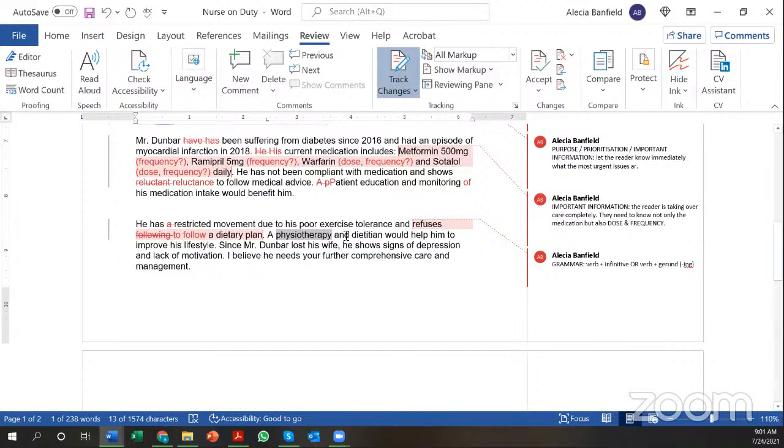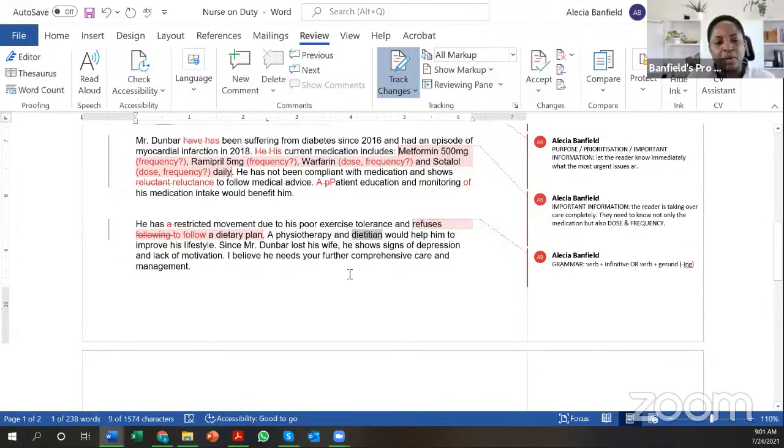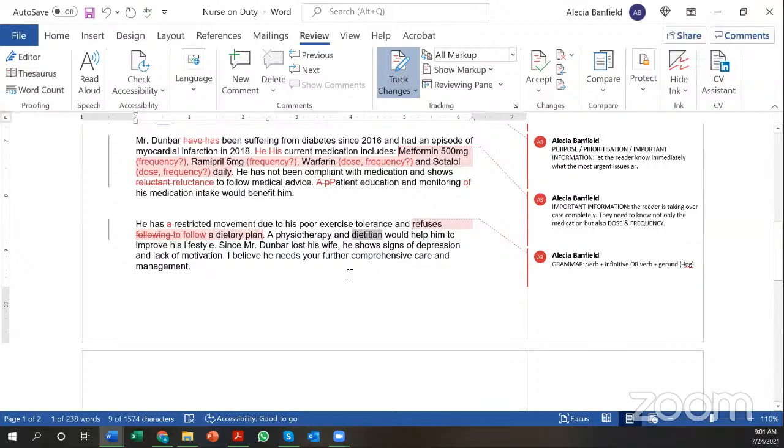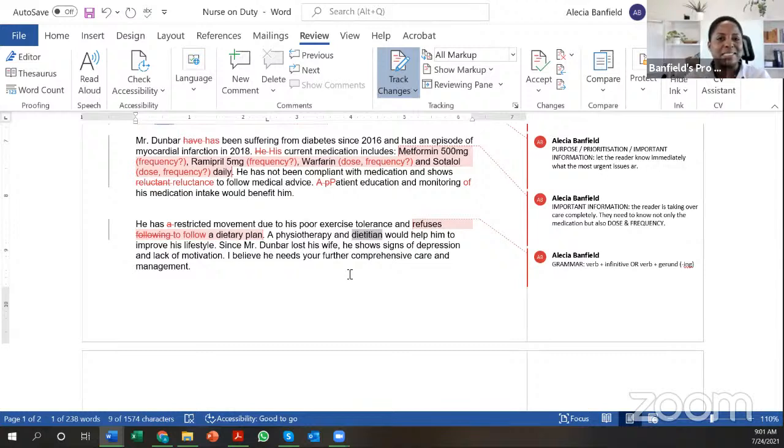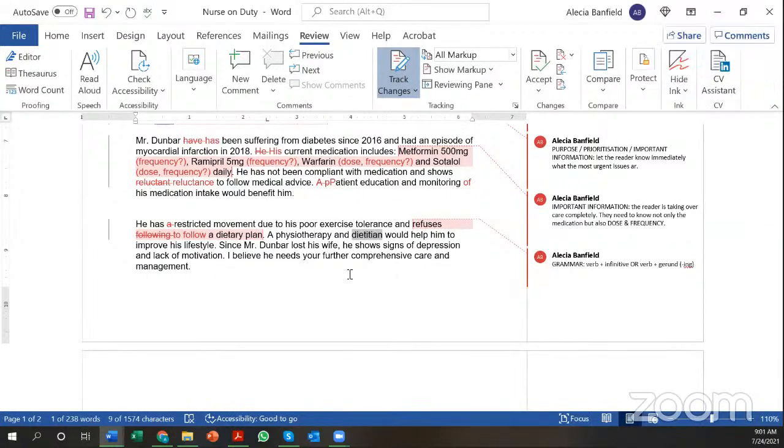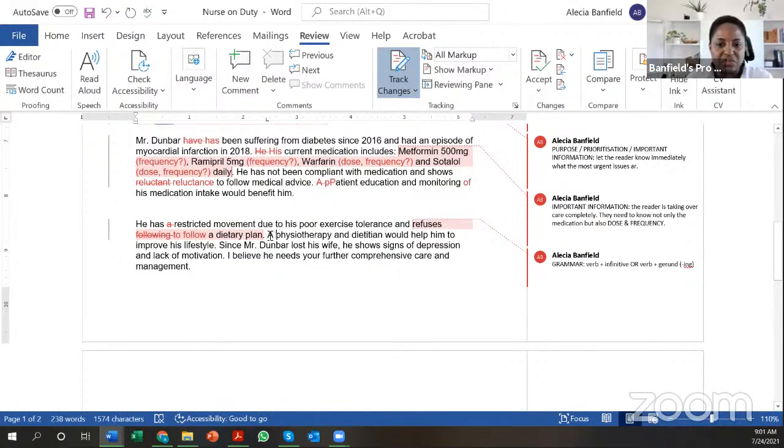A process. Is dietitian a person or a process? A person. So you've got a process and a person linked in one sentence, listed in a sentence. We need both of them in the same form. So, for example, let's stick with the physiotherapy. You can say physiotherapy and dietary advice.